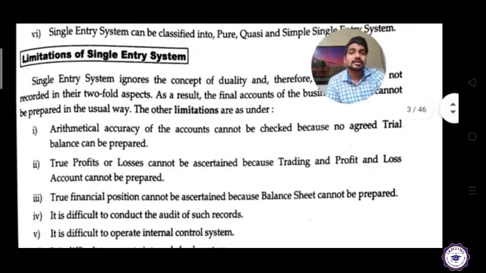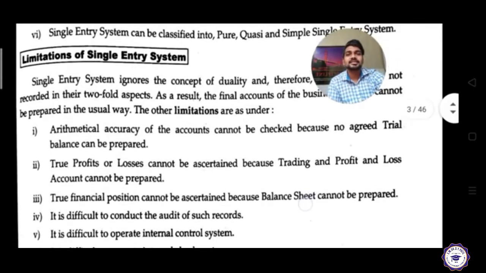So the first limitation of single entry system is arithmetical accuracy of the account cannot be checked because no agreed trial balance can be prepared. हम ट्रायल बैलेंस इसमें नहीं बना सकते एग्जैक्टली, तो उसी की वजह से हम लोग को एक्यूरेसी में थोड़ा सा प्रॉब्लम आ सकता है.